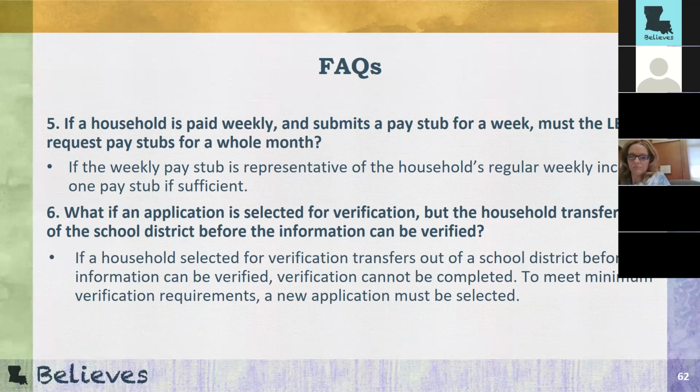And question 6, what if an application is selected for verification, but the household transfers out of the school district before the information can be verified? In those instances, if a household selected for verification transfers out of a school district before the information can be verified, verification cannot be completed. To meet minimum verification requirements, the LEA must select a new application.